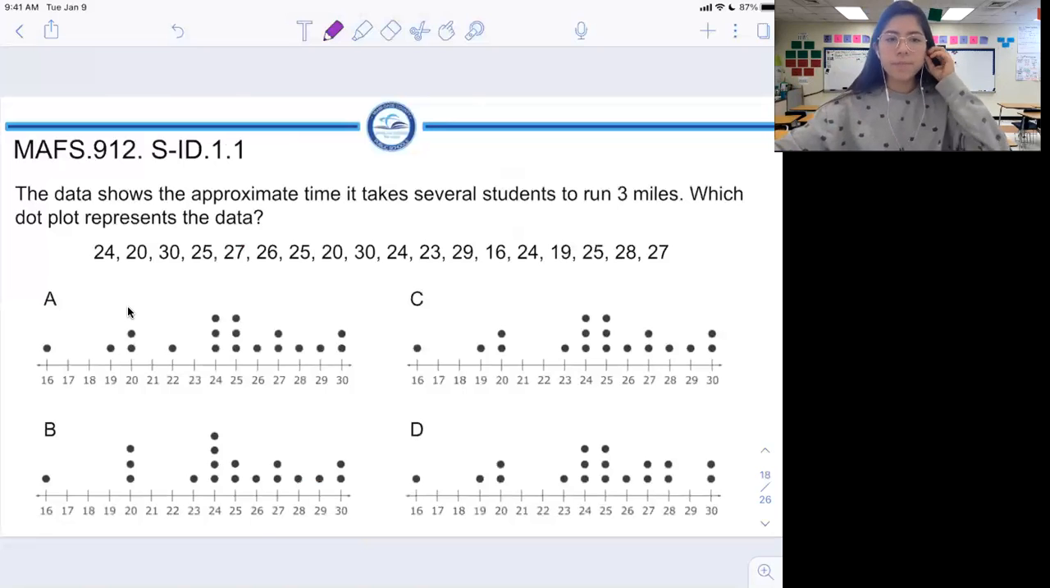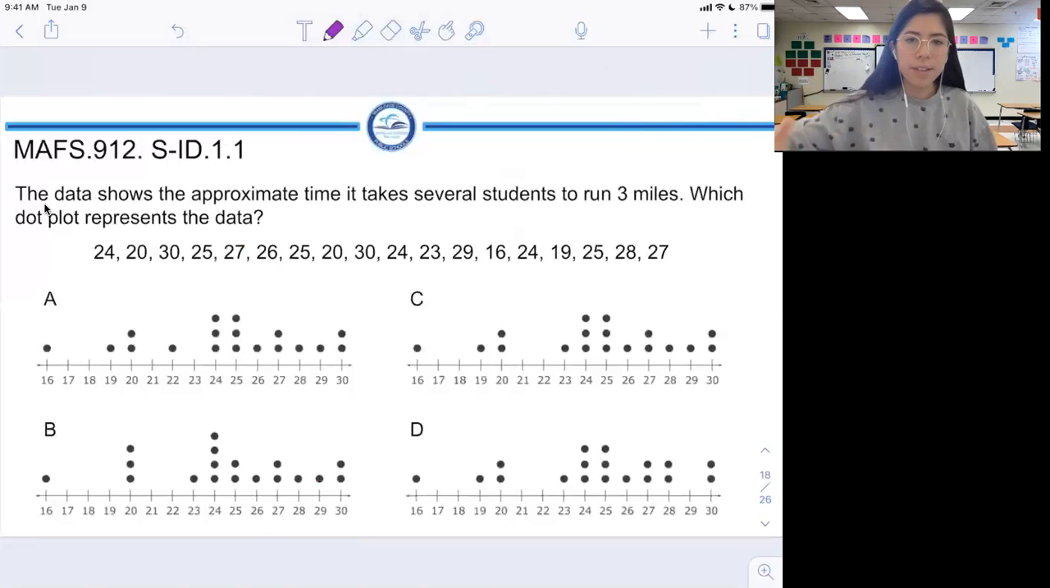Let's see. What's the lowest number? Miss, I have a question. Okay, what is your question? How do I read stem and leaf plots? I don't get those. Those are not on the EOC. Don't worry about them. Okay, great. But dot plots are.